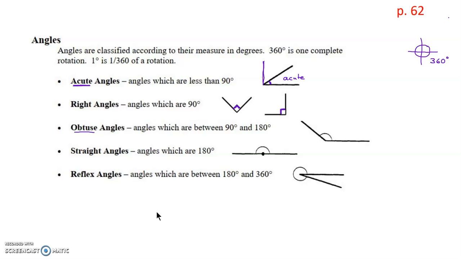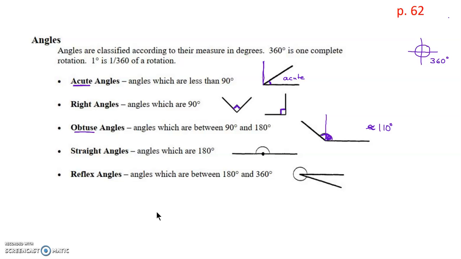Obtuse angles are angles that are greater than 90 degrees, but less than 180 degrees. So if we use that 90 as our reference point, we can see that this angle extends beyond the 90. It's going further. So that would be 90, the part that I'm shading, and then a little bit more. So I would approximate this as 110, 120 degrees, but that would be approximately.